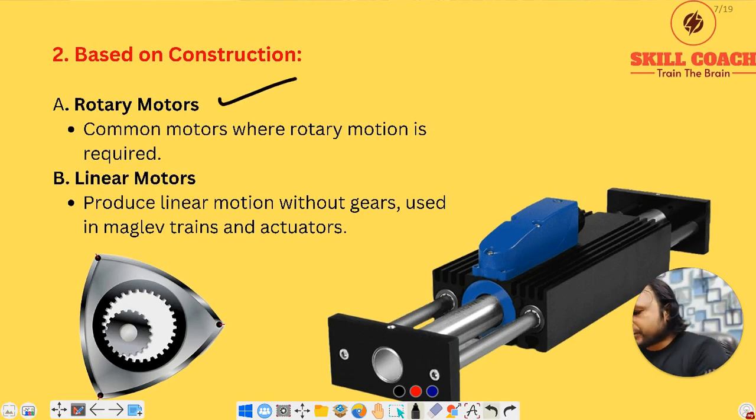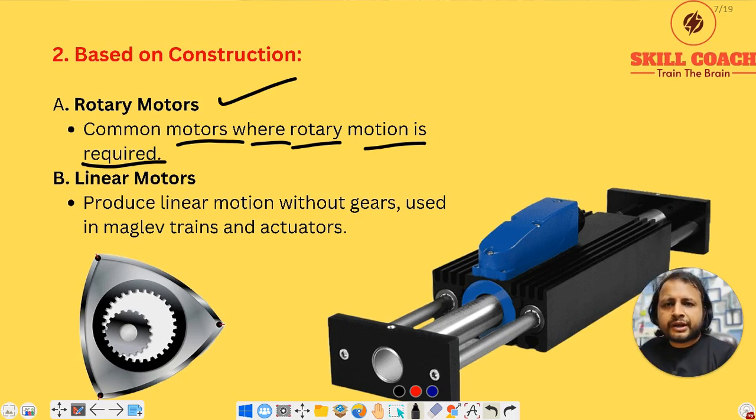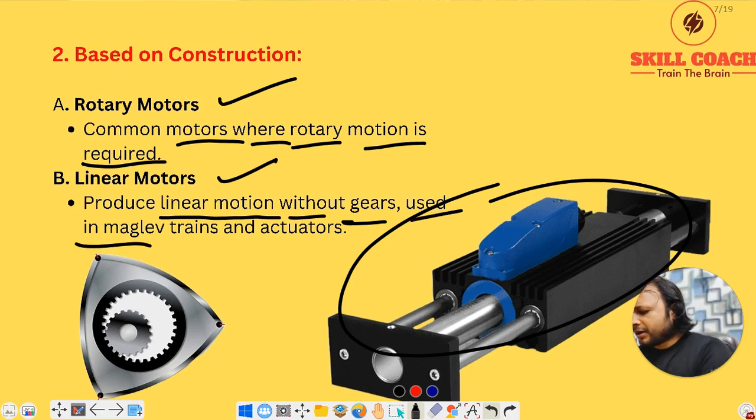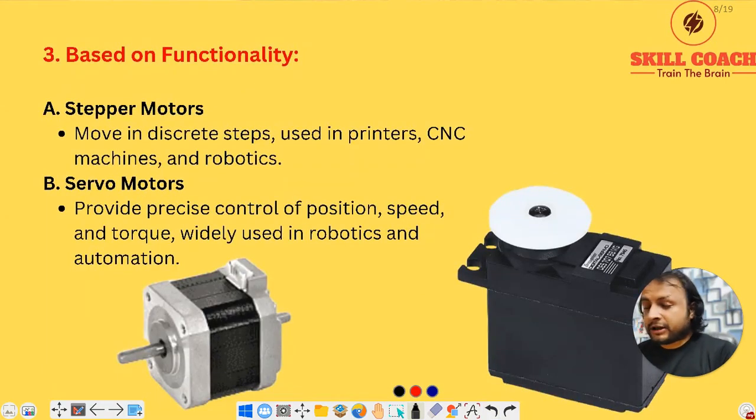So we have rotary motors, common motors where rotary motion is required. जहाँ पे हमें रोटेटरी मोशन चाहिए, वी विल यूज दिस वन सिंपली. एंड लीनियर मोटर्स आप यहाँ पे देख सकते हैं, ये लीनियर मोटर है, एंड प्रोड्यूस लीनियर मोशन विदाउट गियर्स. ये बहुत डिफिकल्ट काम था जिसको लीनियर मोटर ने इजी बना दिया, राइट. एंड यूज्ड इन द मैग्लो ट्रेन, का आपने नाम सुना होगा, वहाँ पर इस्तेमाल किया जाता है ये लीनियर मोटर. एंड सम एक्चुएटर, ये एक्चुएटर का भी काम कर लेता है, चूंकि ये वाला मोशन करेगा तो एक्चुएटर्स का भी काम कर लेता है. And now let us move ahead with the classification based on functionality.